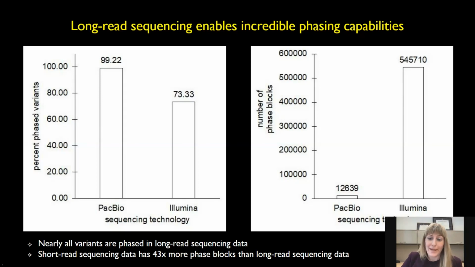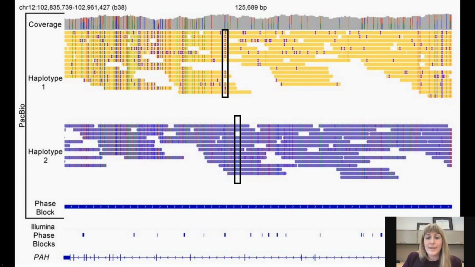And so if we just go back to the last slide for one moment, you can see there are many more Illumina phase blocks here, right? But actually having just one big phase block in the PacBio is more beneficial.